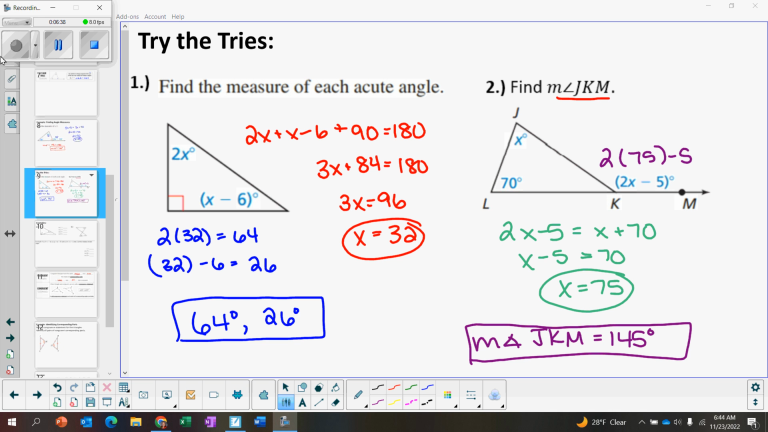All right, so for number 1, if I add up all three angles to 180, I get x is 32. And if I substitute 30 back in, it's 64 degrees, and 30 minus 6 is 26 degrees. For the second one, I take my exterior angle, so it's 25, and set it equal to x plus 70. So when we solve for x, we get x is 75. Plugging it back in, 2 times 75 is 150, and 150 minus 5 is 145.